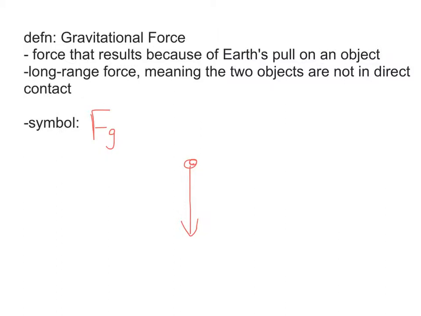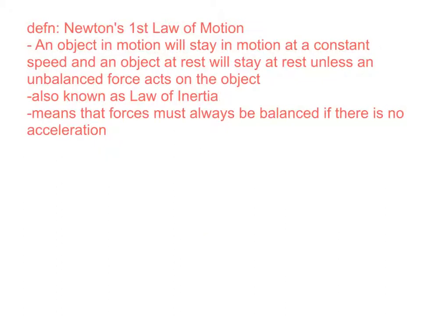of motion. Okay, Newton's first law of motion tells us that an object in motion will stay in motion at a constant speed, and an object at rest will stay at rest unless an unbalanced force acts on the object. So this is also known as the law of inertia. I'm going to define what inertia is in a minute.